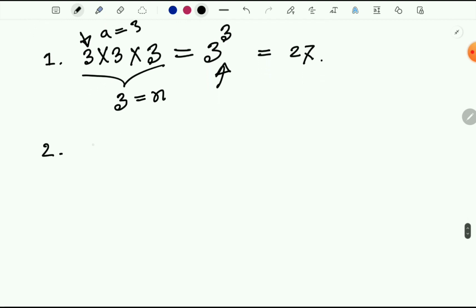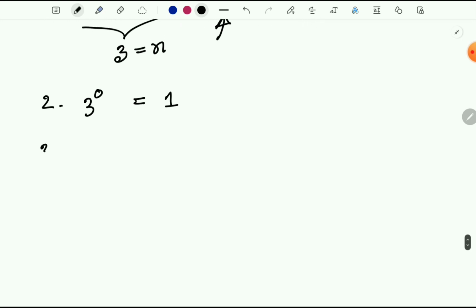Now let's consider 3 power 0. It will give us, of course, 1 according to the formula. Three power minus 2 will give us 1 by 3 square, so we can write 1 by 9.